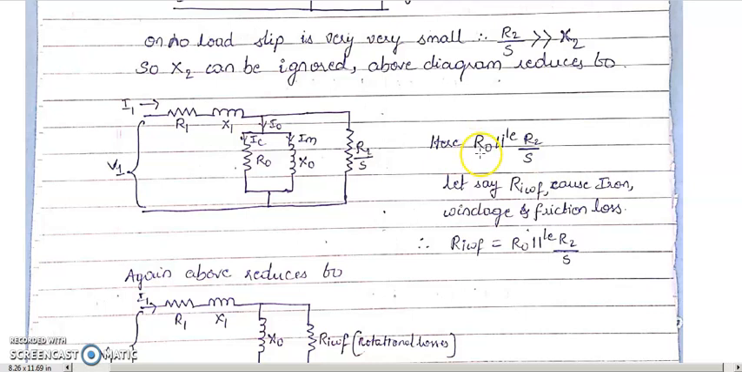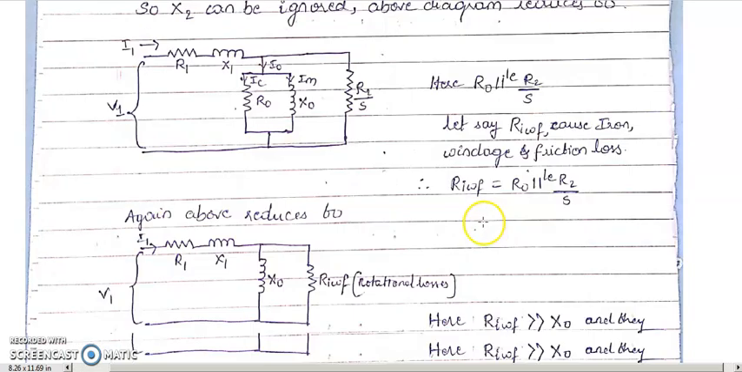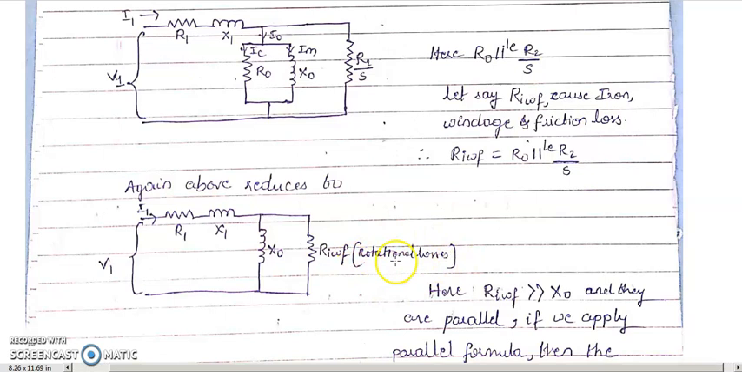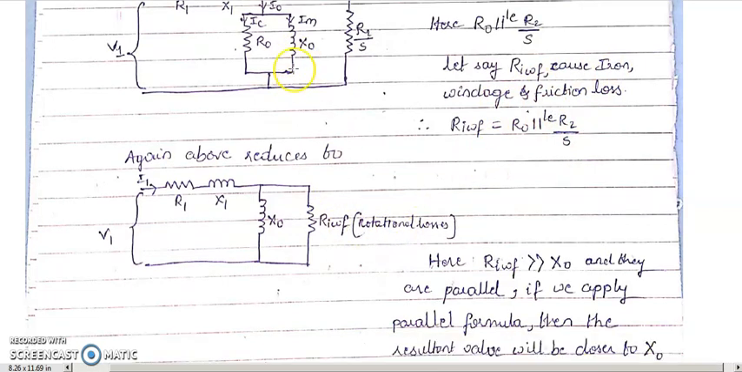I have done the parallel of R0 as well as R2 by S, and after doing the parallel, I get a certain value, yes or not? So that value I'm going to call RIWF. RIWF is equal to R0 parallel R2 by S. So I'm going to replace R0 parallel R2 by S by RIWF. It is called rotational loss. This is the thing which causes rotational loss. Rotational loss includes iron loss, windage loss as well as friction loss. So finally what remains here?